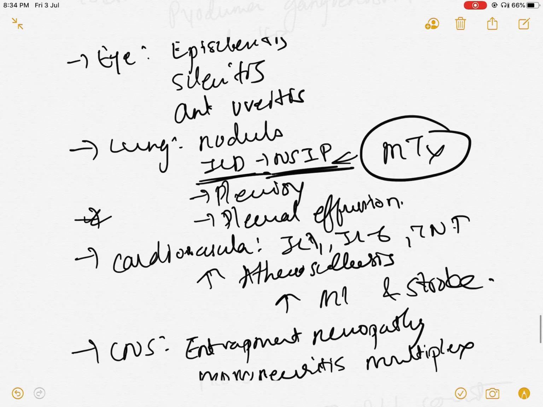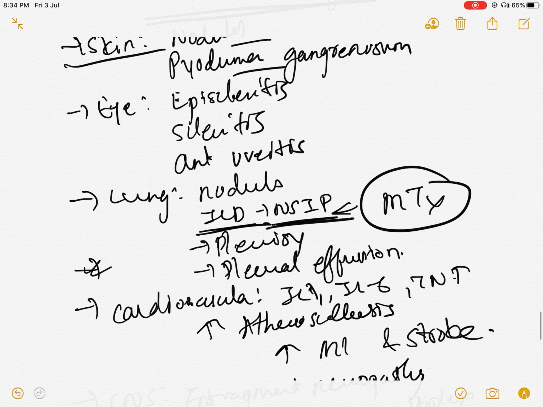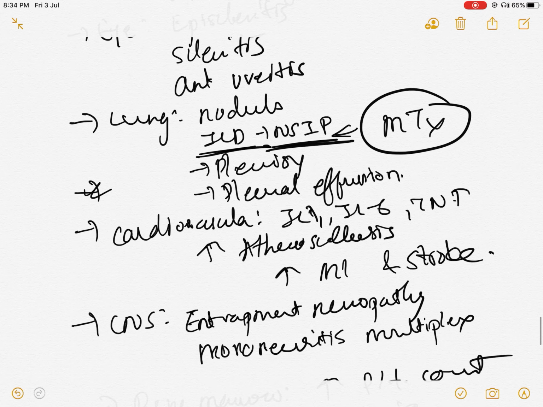So these are the extra-articular manifestations. These are basically because of presence of fibrin and filaggrin in other organs where the antibodies are directed. In the skin, it causes nodules and pyoderma gangrenosum. In the eye, scleritis, episcleritis, anterior uveitis. In the lung, most common is pleurisy followed by lung nodules. ILD is very less common. Pleural effusion is another feature.